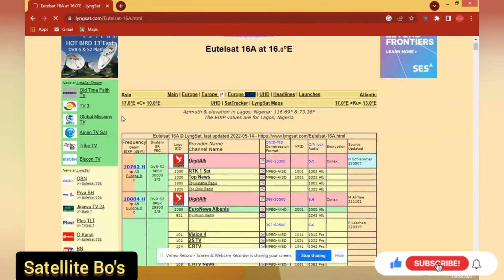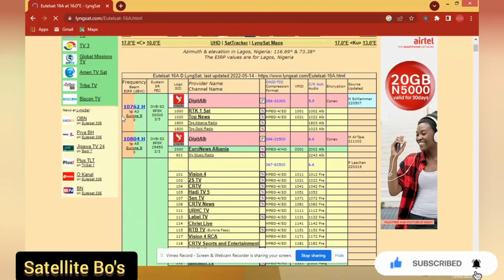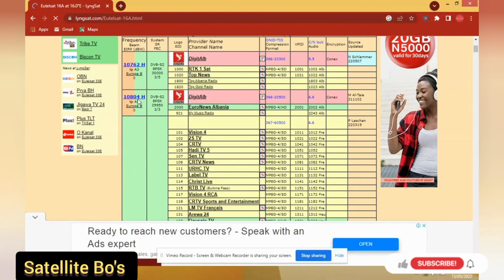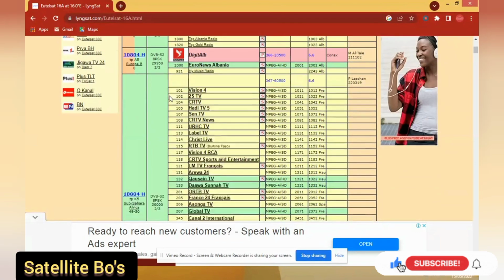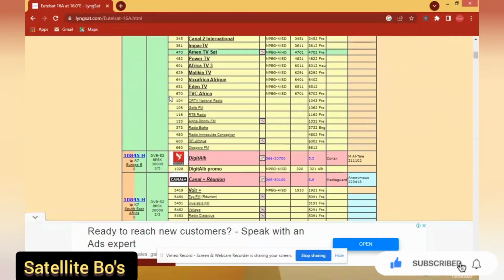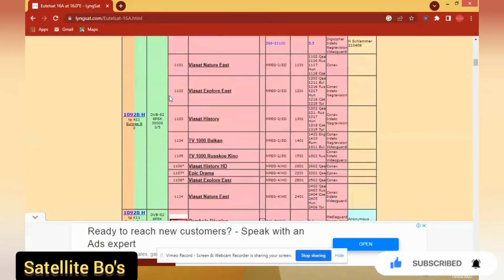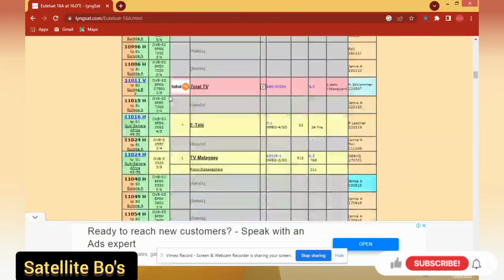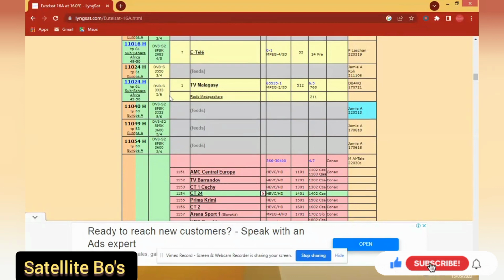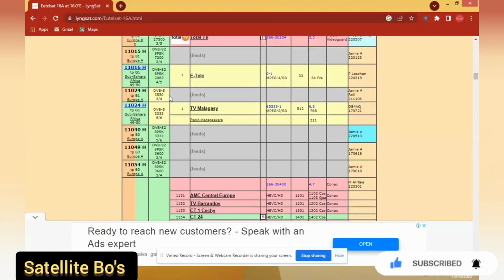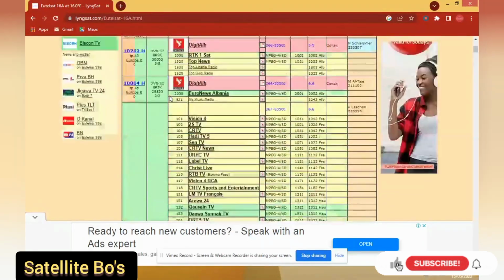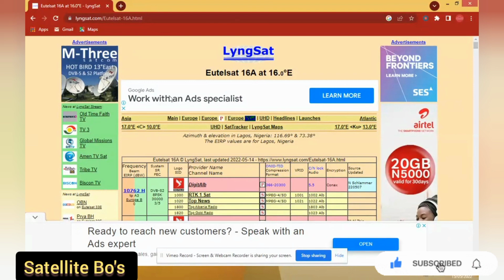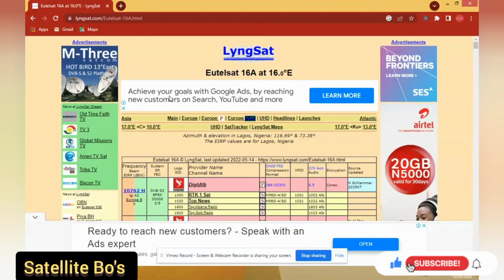You see the frequency beams. These are the frequency beams, for example 10804H. This is for Europe, covering Europe also, Sub-Saharan Africa, and Southeast Africa. That's where the satellite covers. If you check it now, you see the frequency beams, the symbol rates, the LNB position, and all other stuff like that. So you can go on and search for different satellites that you know, and the frequencies and channel list on that satellite will be shown to you.